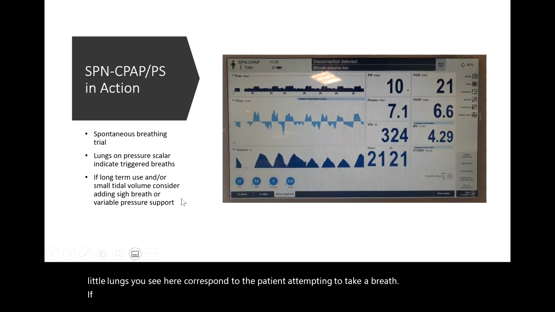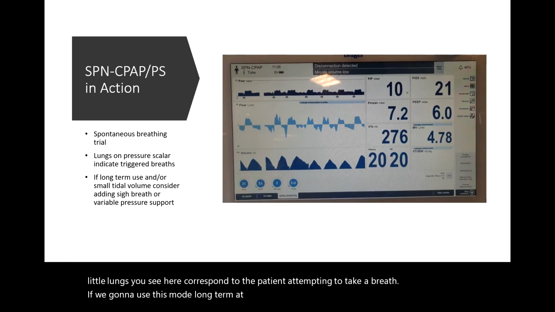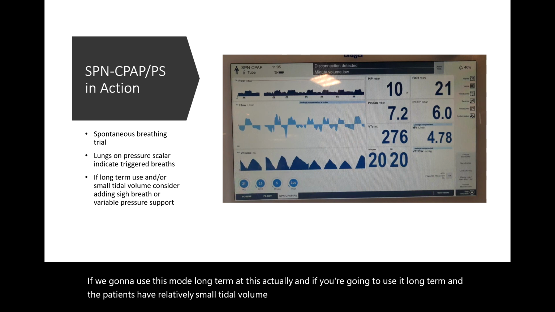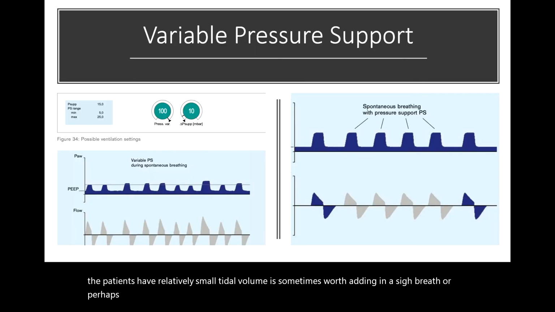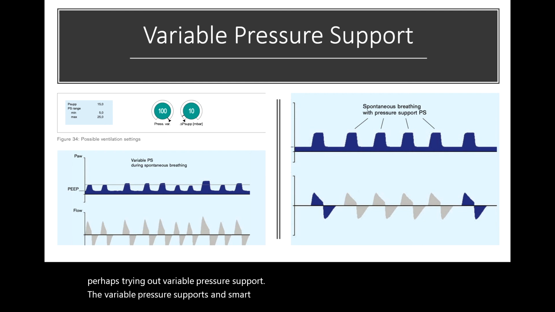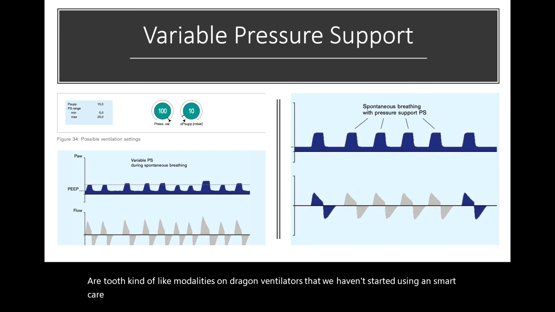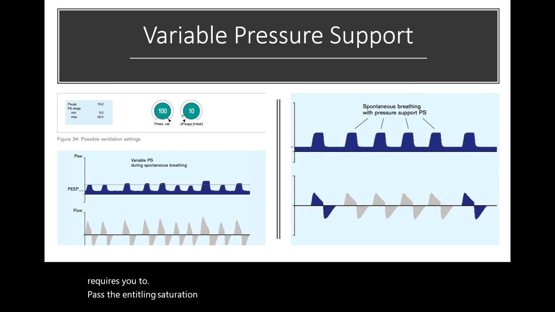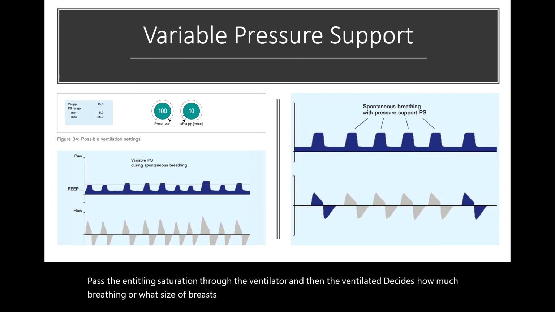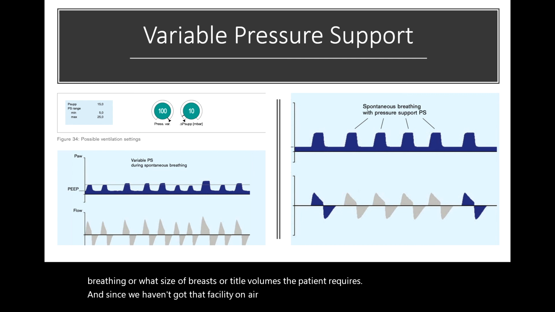If you're going to use this mode long term and the patients have relatively small tidal volume, it's sometimes worth adding in a sigh breath, or perhaps trying out variable pressure support. Now, variable pressure support and SmartCare are two modalities on Draeger ventilators that we haven't started using. SmartCare requires you to pass the end tidal and saturations through the ventilator, and then the ventilator decides how much breathing, or what size of breaths or tidal volumes, the patient requires. And since we haven't got that facility on our ventilators, we can't use it, but we could use variable pressure support.